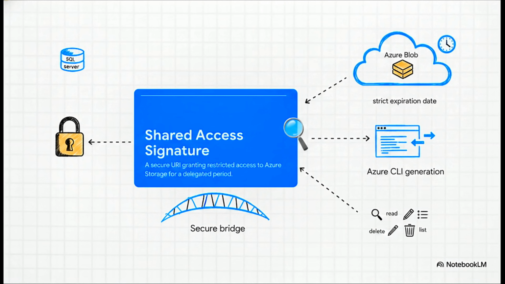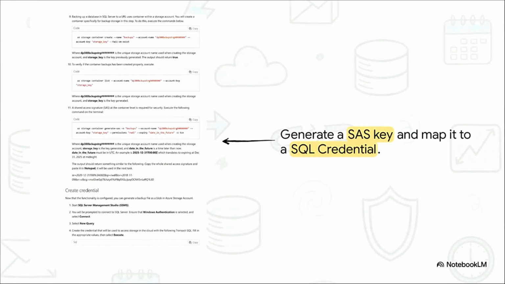Think of a SAS token kind of like a digital VIP hotel keycard. It grants access to one specific room for a specific amount of time, and then it completely self-destructs and becomes useless. It delegates restricted access like read, write, and list permissions, creating a temporary, super secure bridge. So what do we do with it? We take that freshly generated SAS token and wrap it into a secure credential directly inside SQL Server.